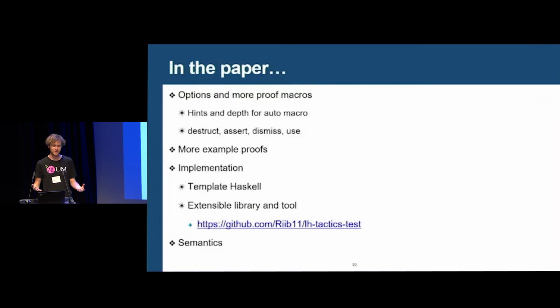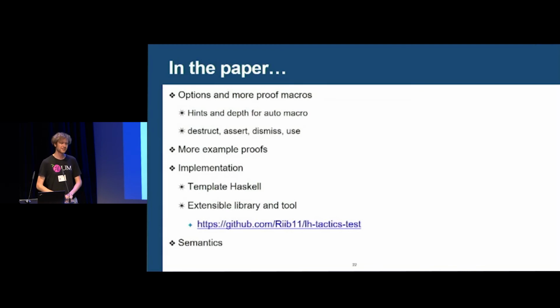So if you are interested in this, you would definitely like our paper. We go into a lot more details about certain options that are available in this system, especially around how auto works. Additionally, we have a couple other proof macros that I did not demonstrate, but are also very useful. And as I mentioned, we ran our evaluation on this large variety of examples. So if you're interested in using this system for yourself, you can go there and look through all the different kinds of ways that this macro system can be used.